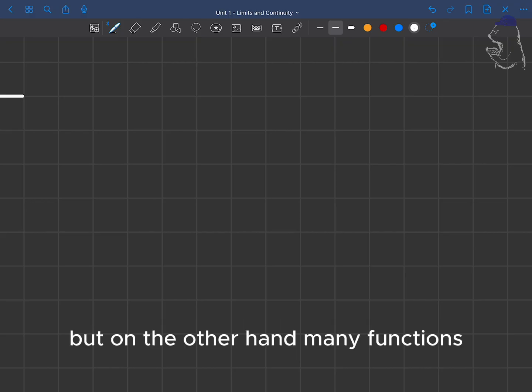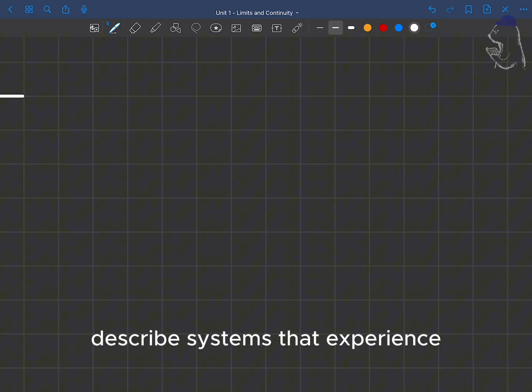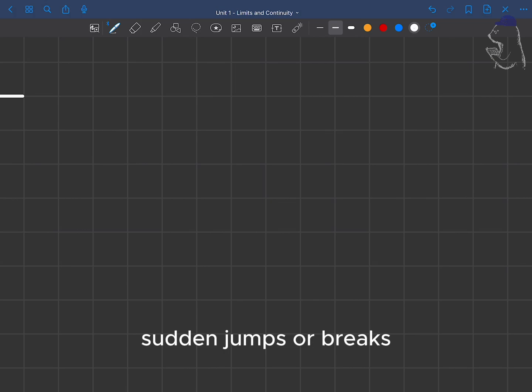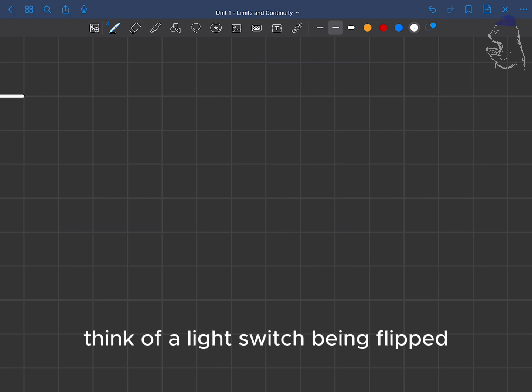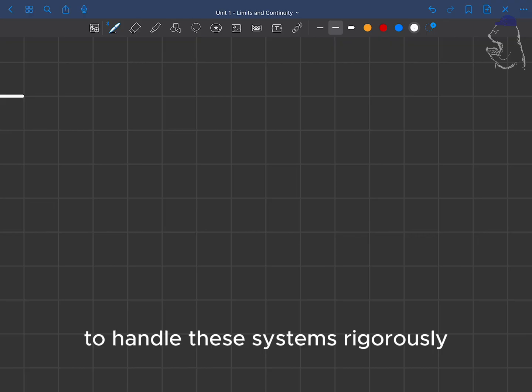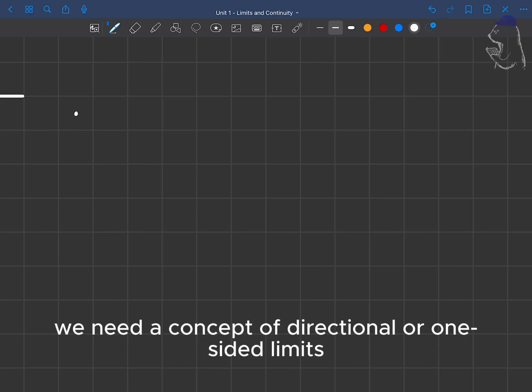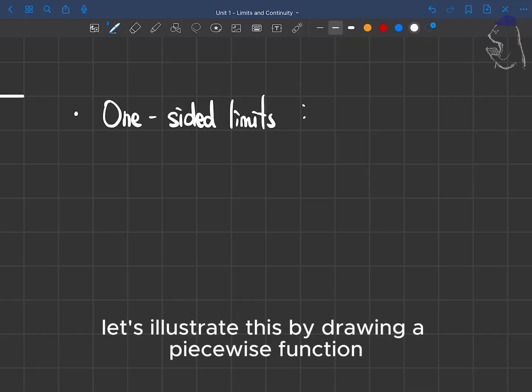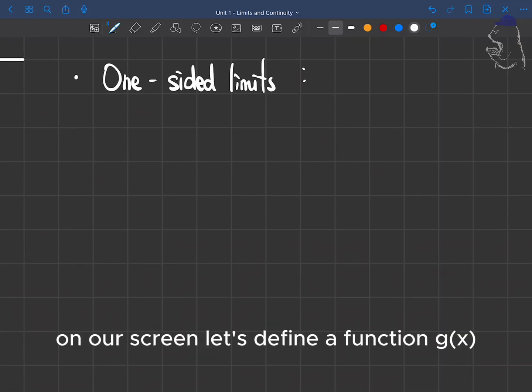But on the other hand, many functions describe systems that experience sudden jumps or breaks. Think of a light switch being flipped or a sudden change in physical state. To handle these systems rigorously, we need a concept of directional or one-sided limits. Let's illustrate this by drawing a piecewise function on our screen.